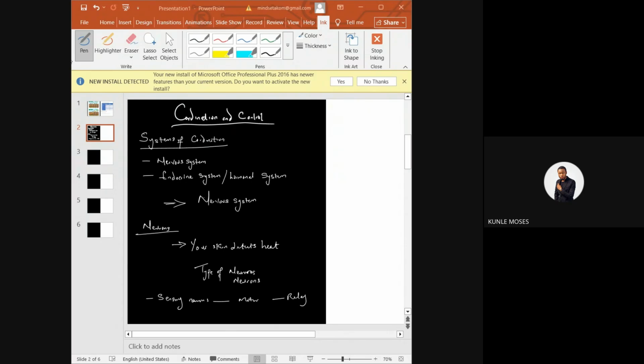And the last one is the motor neurons. The motor neurons are the neurons that help to carry instructions from the brain to the effector cells, like the muscles, the glands, and all.